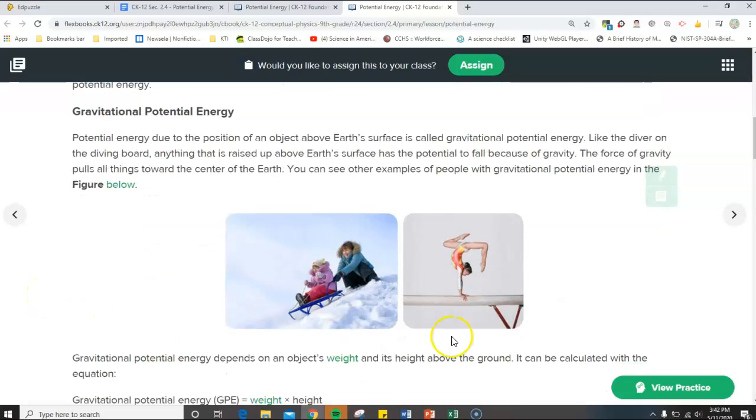So in these two pictures you can see, if you're at the top of a hill on a sled waiting to go, you have gravitational potential energy. Now when the sled lets go and goes down the hill, we'll turn that gravitational potential energy that was stored into kinetic energy of motion down the hill. Same thing with a girl on the balance beam here. She can obviously fall. So she has gravitational potential energy.